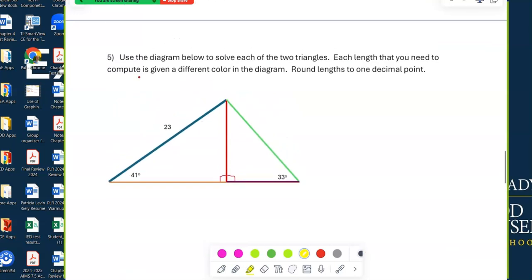Okay, so this is a diagram that says below to solve each of the two triangles. So you're going to use this diagram. I have all kinds of color going on here for a reason. Each length that you need to compute is given a different color in the diagram. Round the lengths to 1 decimal place. Okay, so I'm looking at the problem, and I'm seeing I have everything in degrees. So I'm going to go into my mode before I forget and change it into degrees.